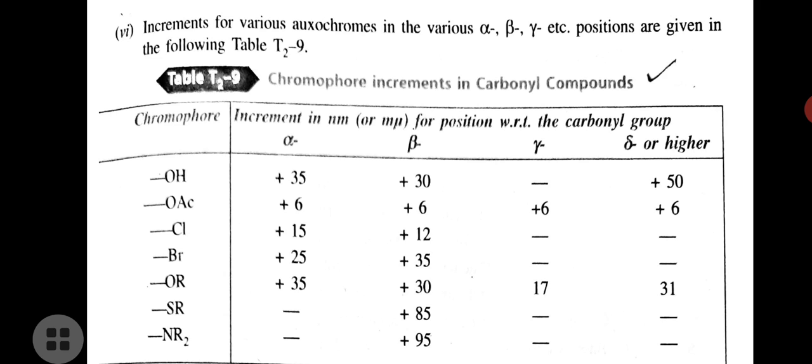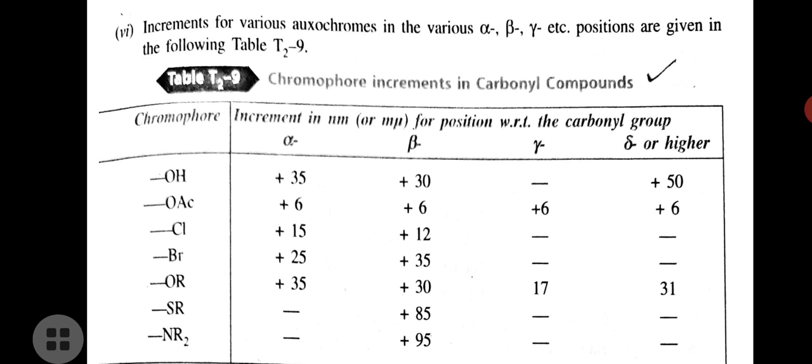Now let us see the table. Here there are increments for various chromophores in the various alpha, beta and gamma, delta or higher positions. The first one is when the chromophore is OH group. Now see the increments. At alpha position it is plus 35. At beta position it is plus 30. At delta or higher position it is 50.